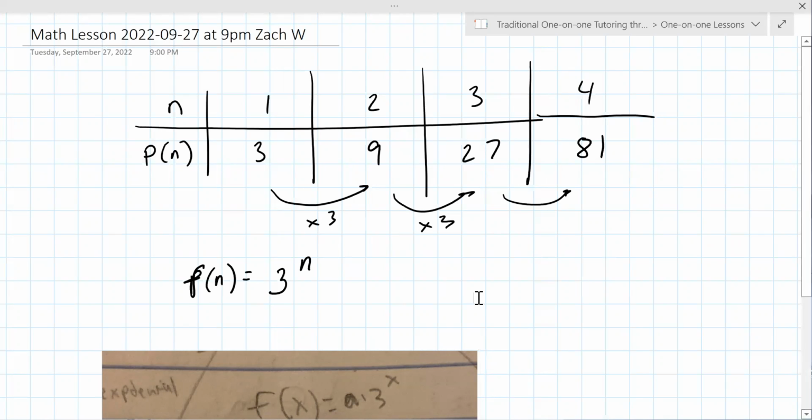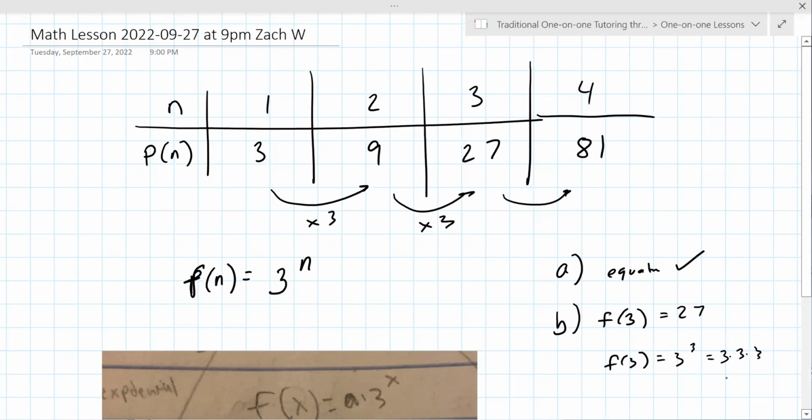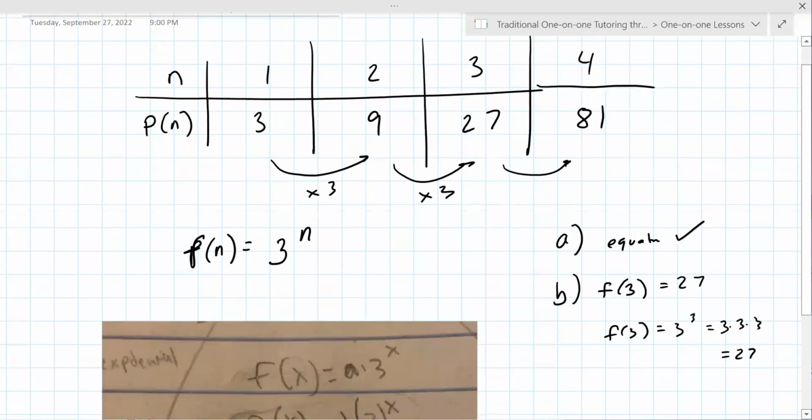So they could ask you, like, part A was to write the equation. So we did that. Part B was usually like verify that f of 3 is 27. So you're just putting 3 in for n. Yeah. f of 3 means 3 to the power of 3, which is 3 times 3 times 3, which is 27. And then the next one was like, let's say it's 243 equals f of n.